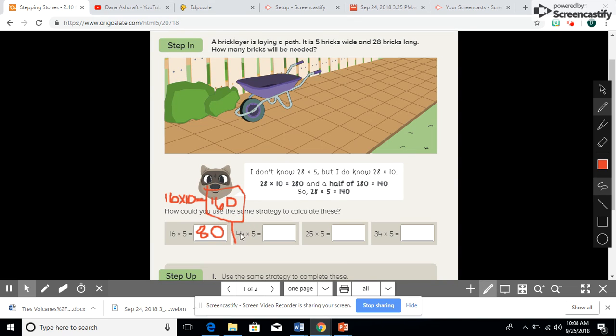I'm going to do one more for you. 44 times 5 I can solve by saying I know 44 times 10. Oh, that doesn't really look like a 10. Equals 440. So my answer to 44 times 5 will be half of this answer, or 220.